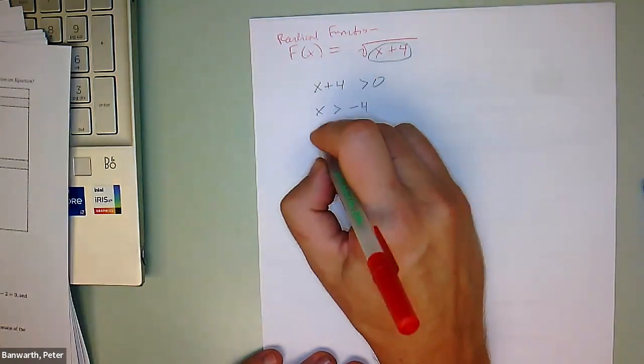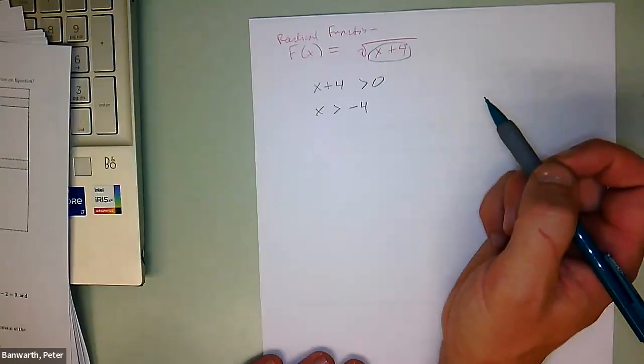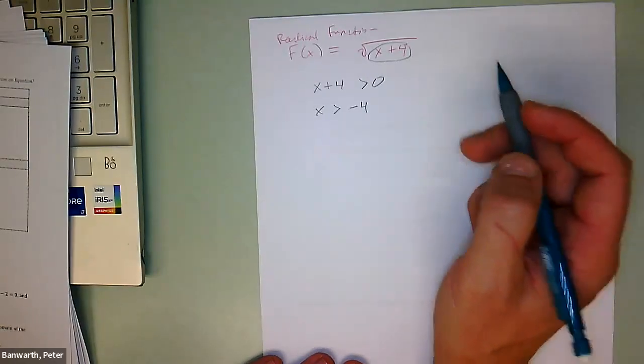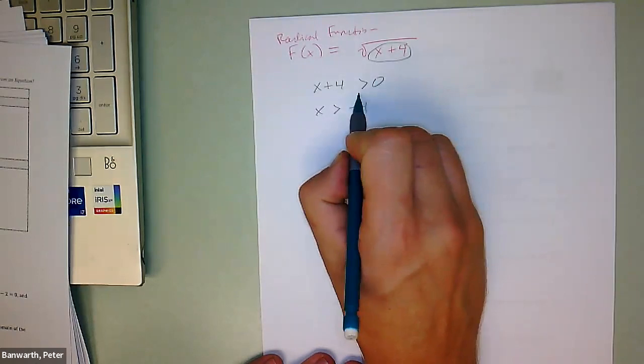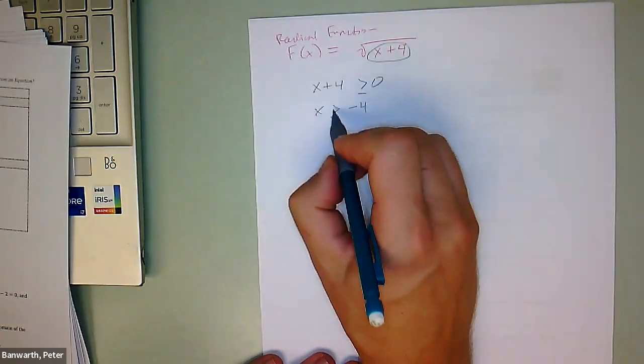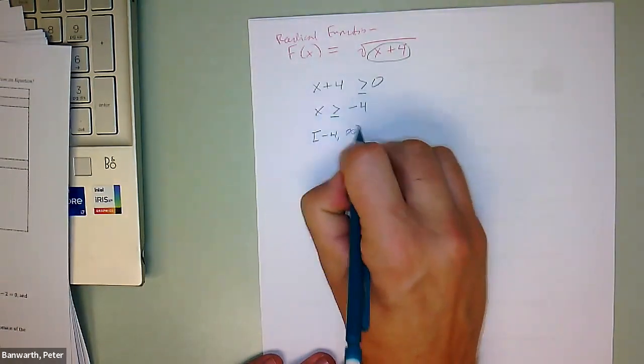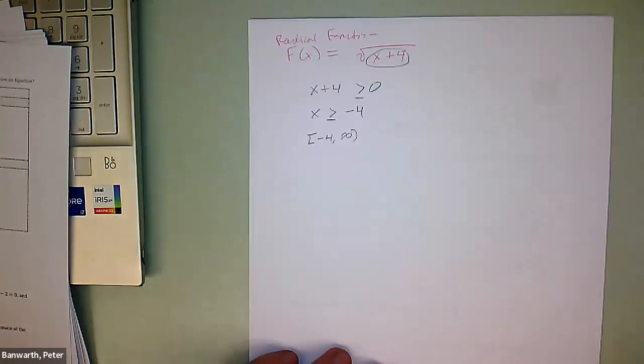So my domain, sorry, start over. When I make mistakes, because I do that, you just have to deal with it. It can also be equal to 0, because 0 can go into a square root function. So x has to be greater than or equal to -4. So that's my domain there.